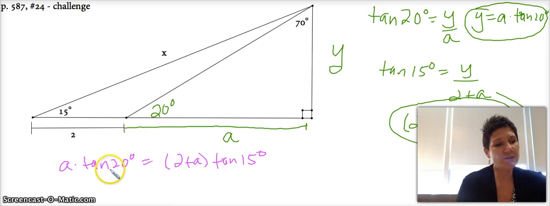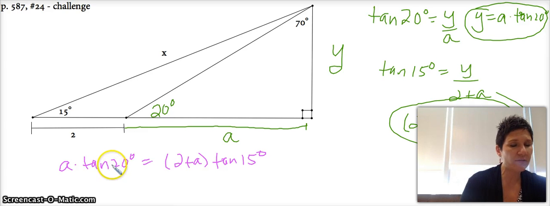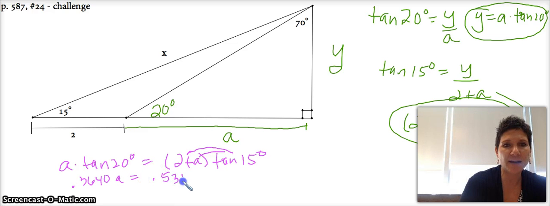And if I do the tangent of 20 on my calculator, I get 0.3640 if I round it. So I have 0.3640a is equal to, now I'm going to distribute to this guy and to that guy. So 2 times the tangent of 15 is equal to 0.5359. If you want to pause here and do this yourself, that might be a smart thing to do. And then the tangent of 15 is 0.2679 times a.